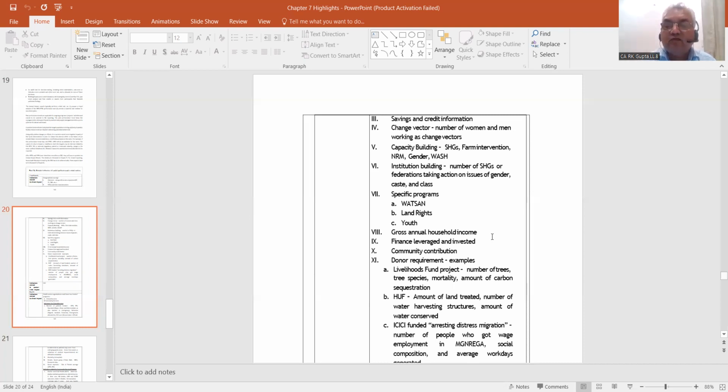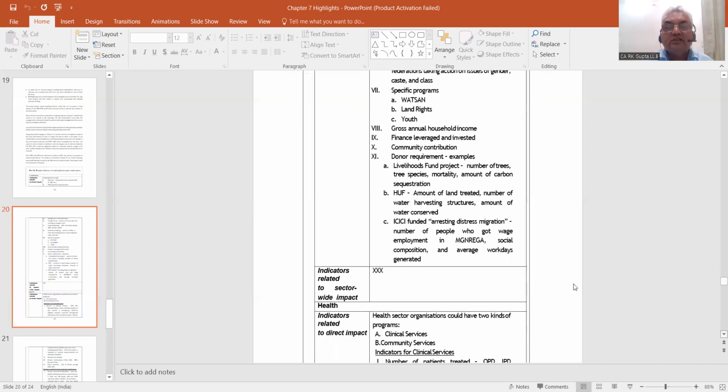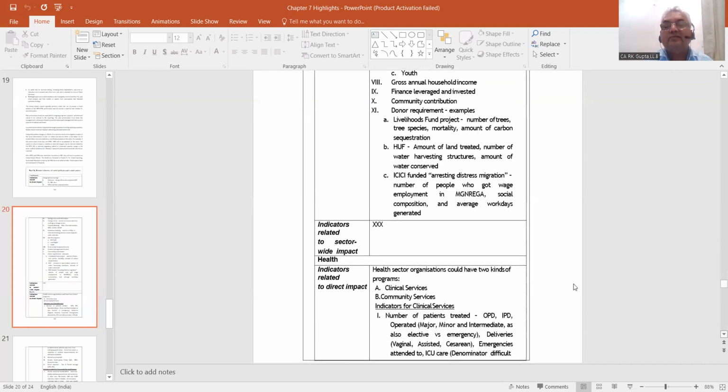donor requirement. For example, livelihoods fund project: number of trees, tree species, mortality, amount of carbon sequestration. Then HUF: amount of land treated, number of water harvesting structures, amount of water conserved. ICICI funded arresting distress migration: number of people who got wage employment in MGNREGA, social composition and average work days. So these are the various things. Then indicators related to sector-wide impact and indicators related to direct impact.